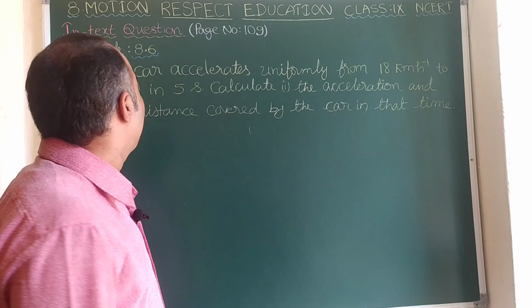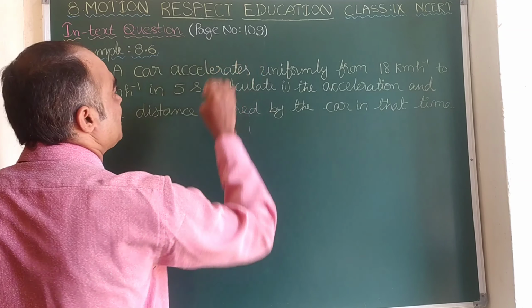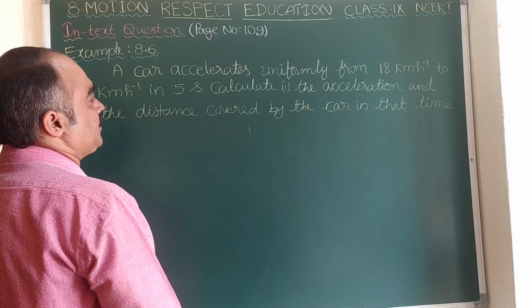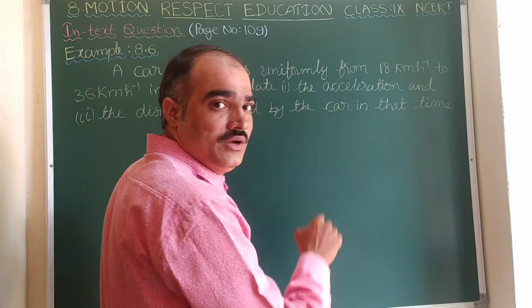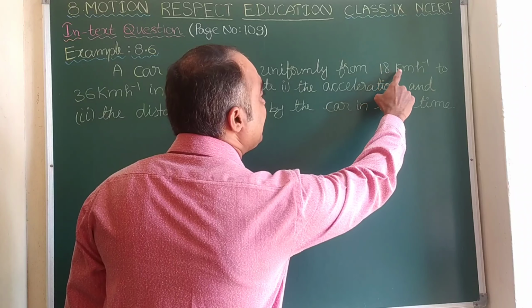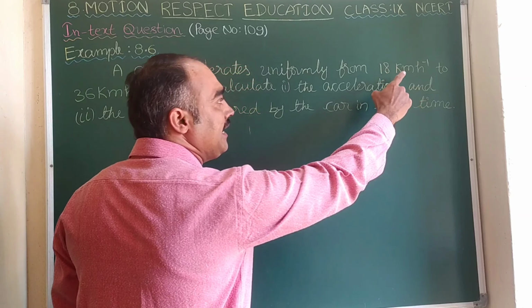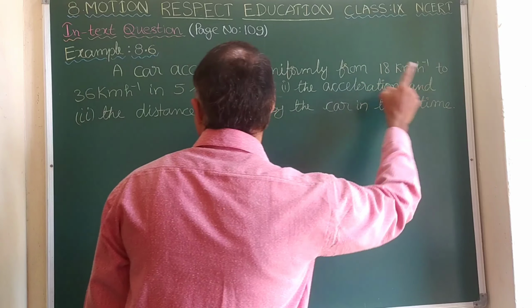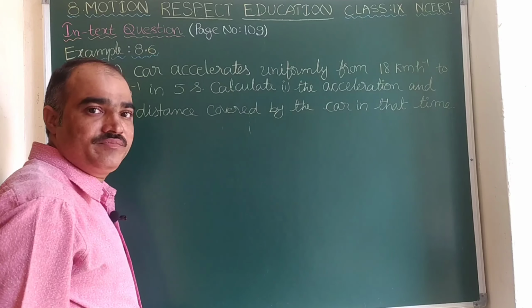Okay, now we see example 8.6, which is there on page number 109. Let us see the question. A car accelerates uniformly from 18 km per hour, given as 18 km h inverse, which can also be read as 18 km/h, to 36 km per hour in just 5 seconds.